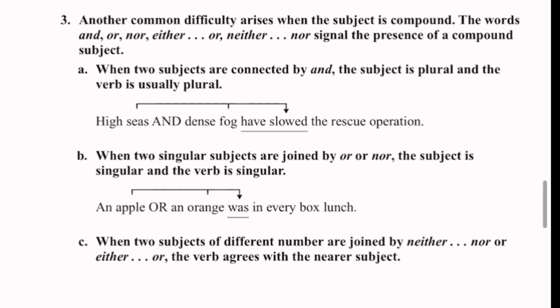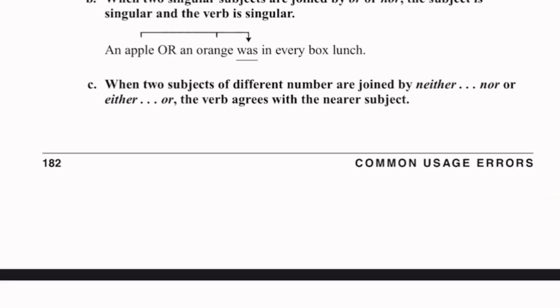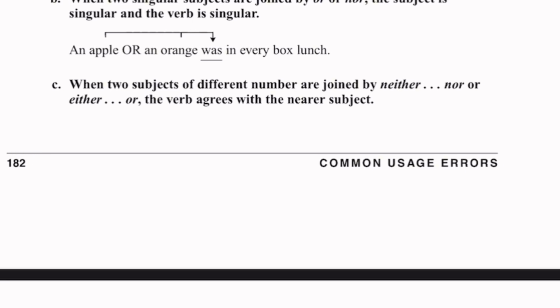B. When two singular subjects are joined with or, nor, the subject is singular and the verb is singular. An apple or an orange was in every box lunch. So take note. Now, this one is the technical aspect, but it's not that technical. When two subjects of different number are joined by neither nor or either or, the verb agrees with the nearer subject. In the English language, this is what we call proximity concord, and proximity means nearness.